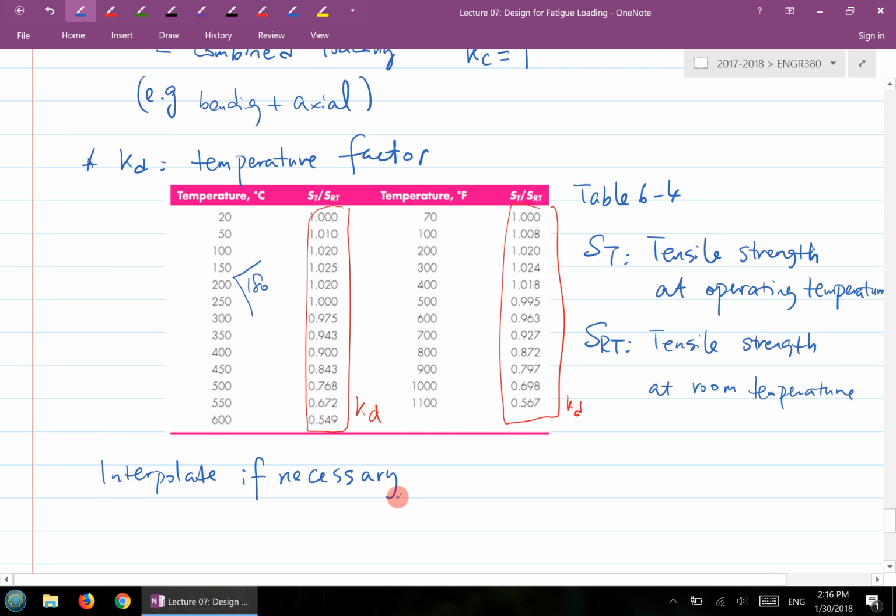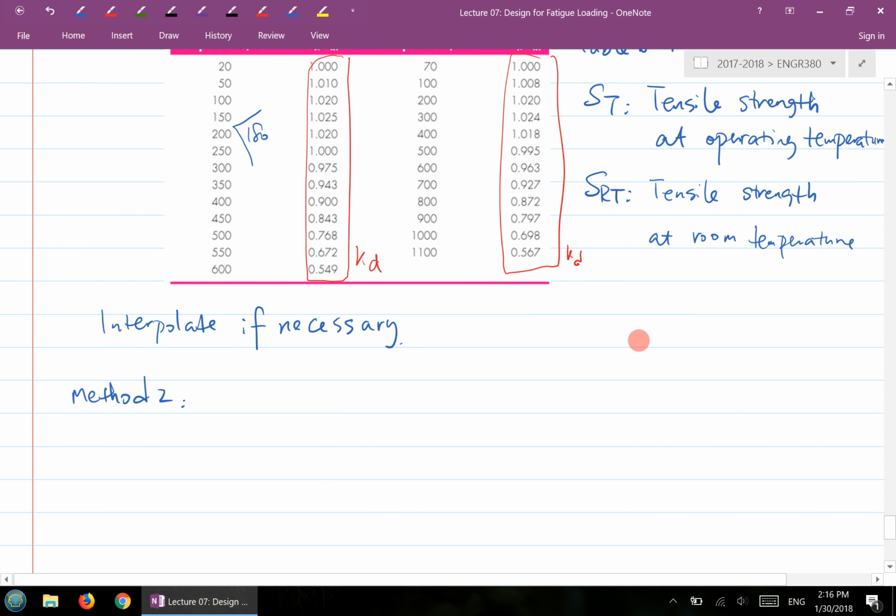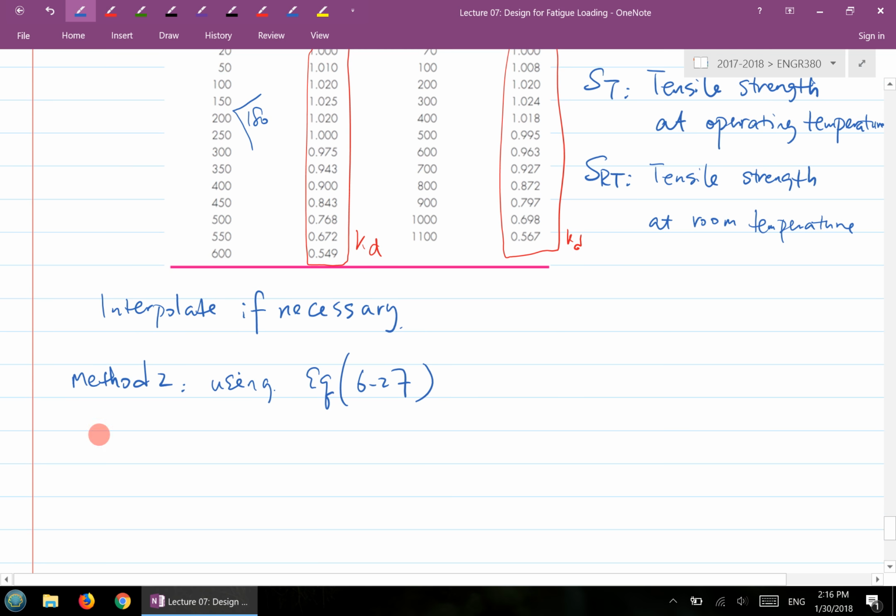You can use the table 6-4 to calculate the Kd, or to find the Kd. Right? There's another approach. Okay, let me call that the second method here. The second method here is to use this equation 6-27. Okay, there's the equation 6-27. It's a fairly long equation. I'll just write a portion of that. You can take a look at your textbook. Okay, it's an equation in a format like this.